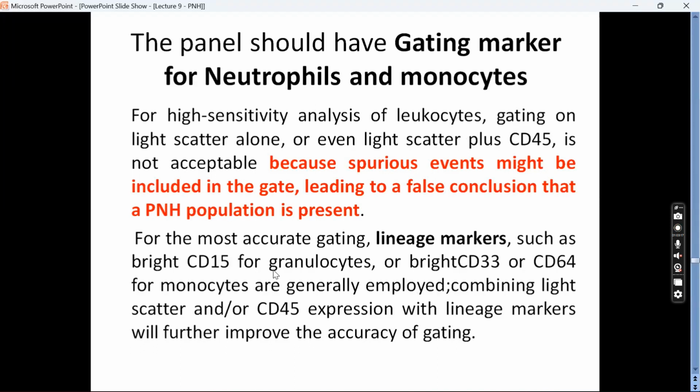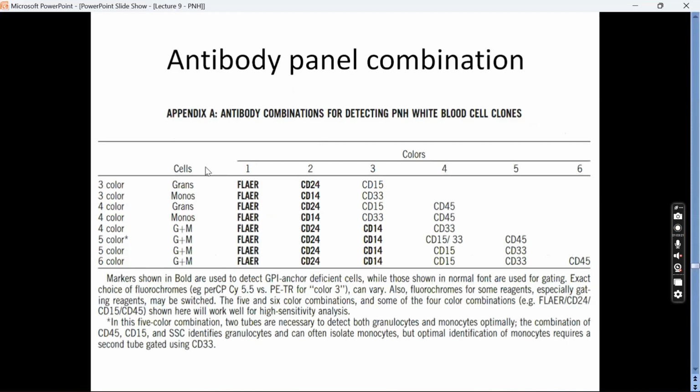And you can take it for analysis for PNH markers. Okay, so this is the antibody panel combination for PNH analysis on WBCs, and they have given it for different machines with different colors. So if you have a 3-color instrument, which is no longer used, you need to design a tube separately for neutrophils or granulocytes and a separate tube for monocytes.